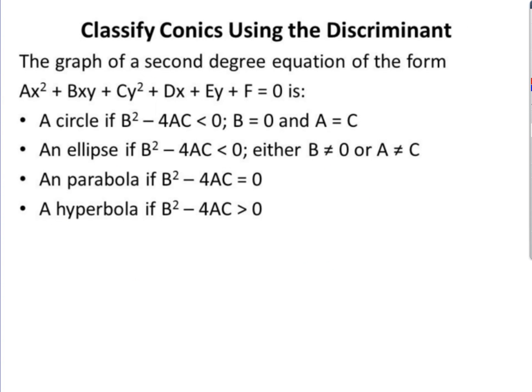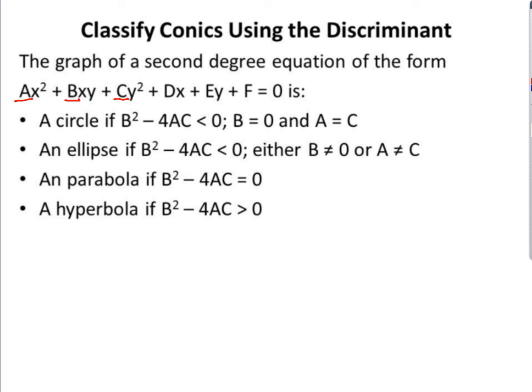We're also going to talk about the discriminants of a conic. If we find the discriminant, this will tell us what type of conic we are looking at. Now, the standard form of any conic is ax squared plus bxy plus cy squared plus dx plus ey plus f is equal to 0. The values that we're going to care about are the a value, the b value, and the c value. Now, your discriminant is b squared minus 4ac.